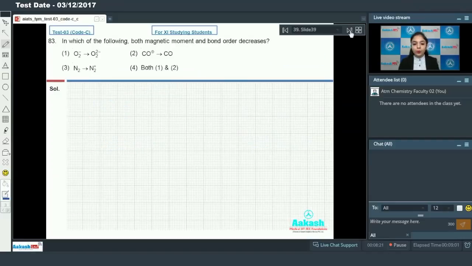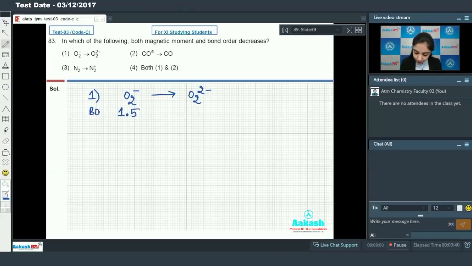So moving on to the next one, we have question number 83, which says: in which of the following do both magnetic moment and bond order decrease? So for this type of question, we need to use the molecular orbital theory. So in the first case, O2 negative is being converted into O2 2-. So the bond order of O2 negative is equal to 1.5, and for O2 2- it is equal to 1.0.